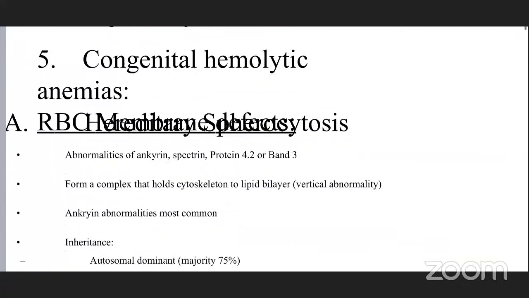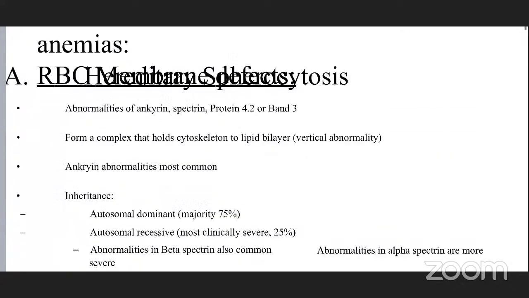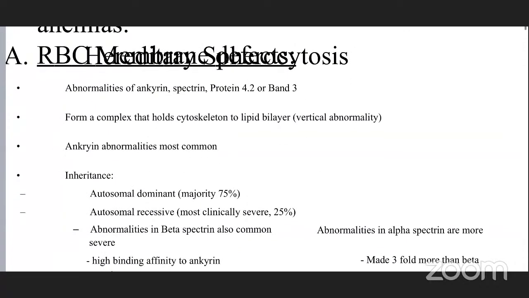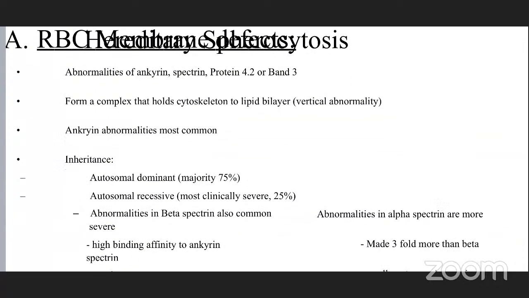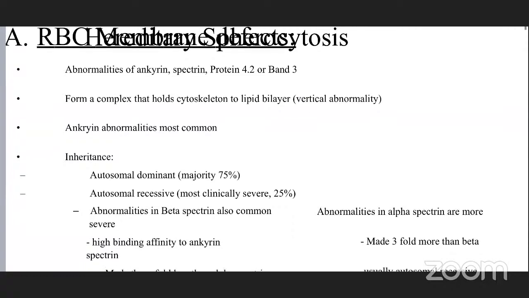If you talk about RBC membrane spherocytosis, there is abnormality of ankyrin, spectrin, protein 4.2, or band 3, where we talk about the vertical connection and horizontal connection in the RBC membrane. This is one of the abnormalities, which leads to a complex that holds the cytoskeleton to the lipid bilayer, a vertical abnormality. And ankyrin is the most common abnormality in this spherocytosis.